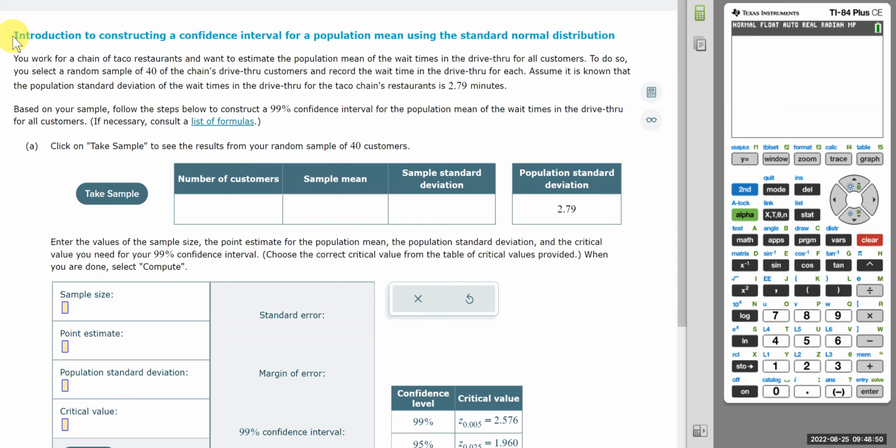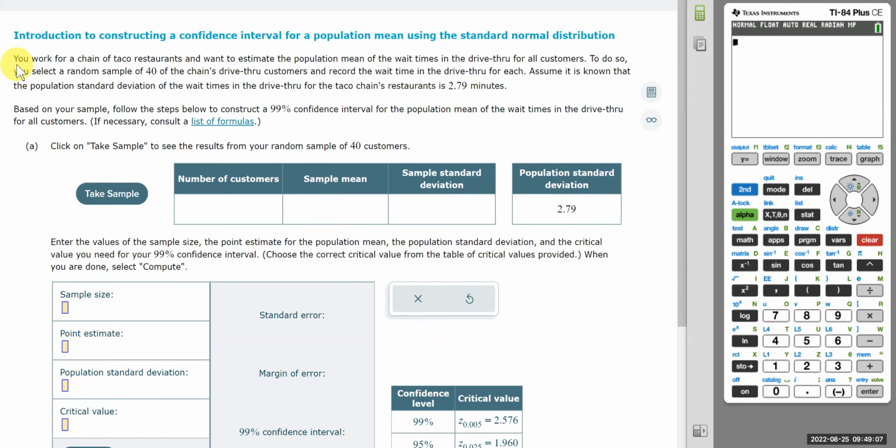Welcome. We're going to take a look at a problem involving constructing our own confidence interval. So let's take a look. You work for a chain of taco restaurants and you'd like to estimate the population mean of the wait times in the drive-through for all customers.